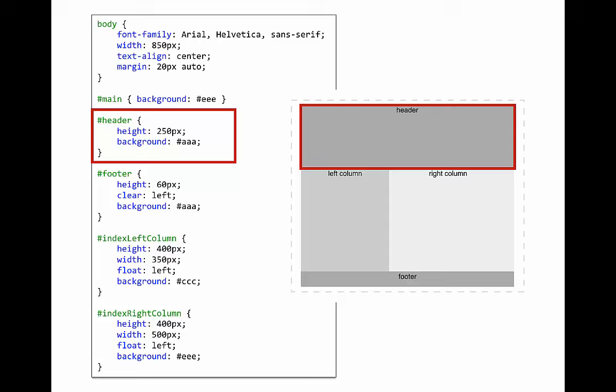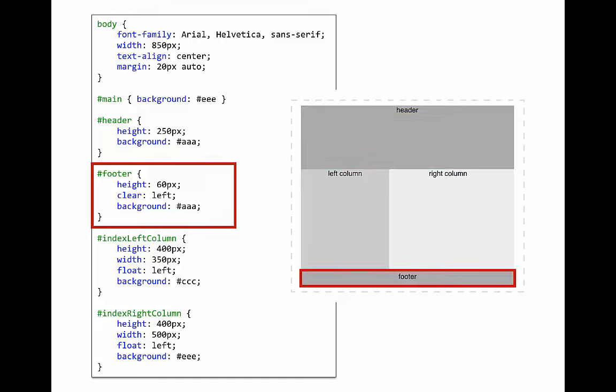The ID selector header sets the height and the background color for the header. And the ID selector footer sets the height and the background for the footer. Note that it also explicitly clears the left floating behavior of the left and right columns. Sometimes when floating elements are not sized properly, you'll get some unexpected behavior with subsequent elements. To prevent this, it's a good idea to explicitly clear the behavior.